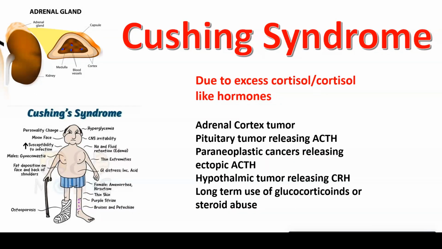It can also be a hypothalamic tumor. Hypothalamus is the boss of everything, and that releases CRH hormone that can stimulate your pituitary to release ACTH, that can stimulate your adrenals to release cortisol. Even long-term use of glucocorticoids and steroid abuse as well, which is the favorite question for USMLE and lab and all. They will give some gym rat or sports person in the question, and most times that person is abusing steroids, and most times they will have Cushing syndrome or something similar.